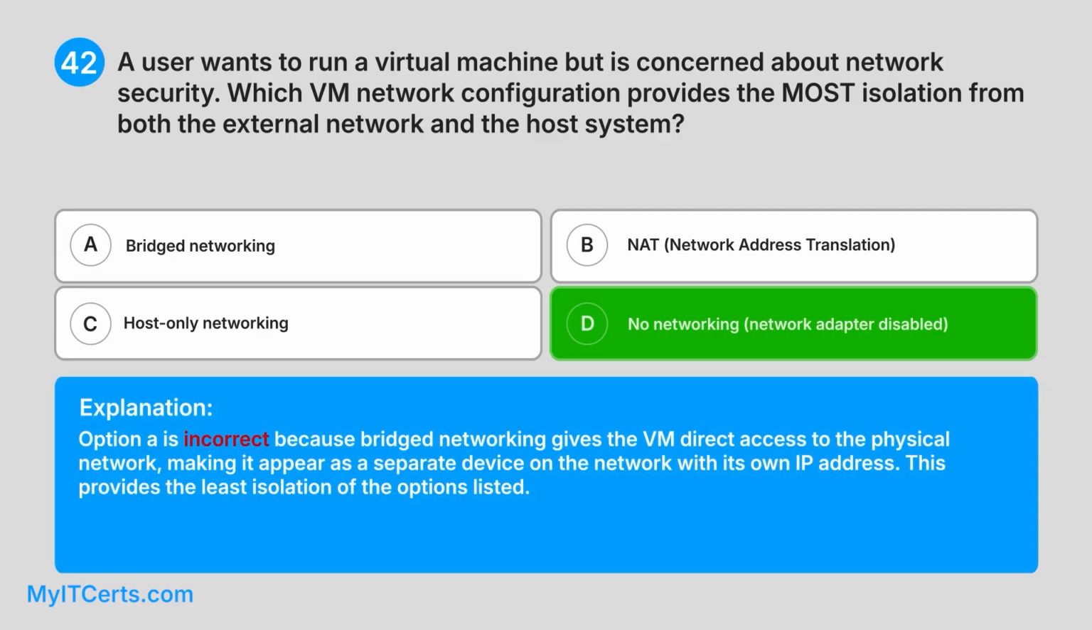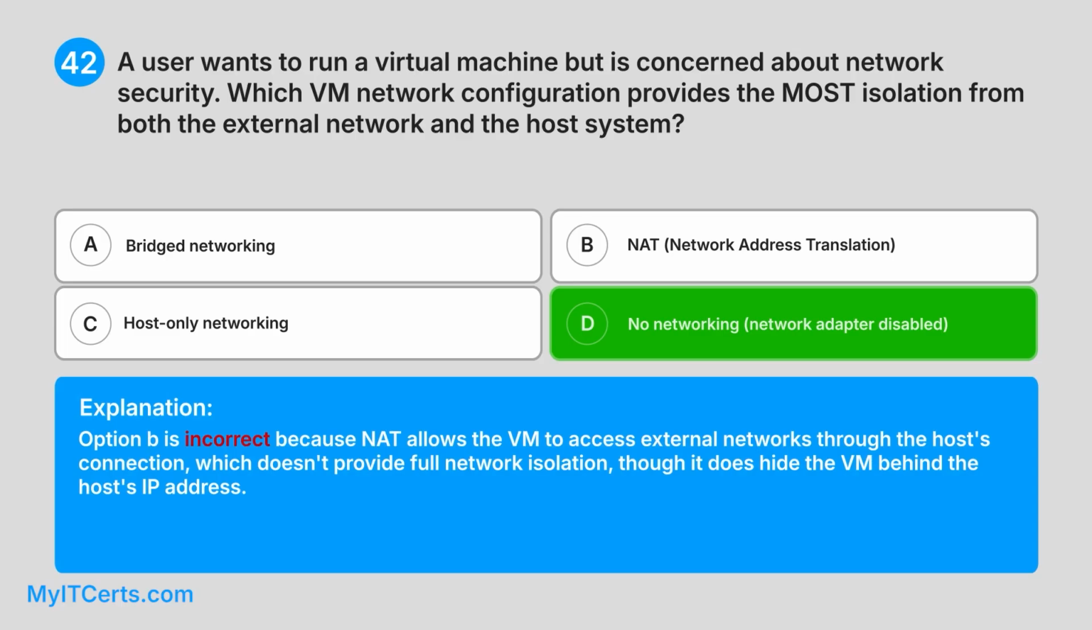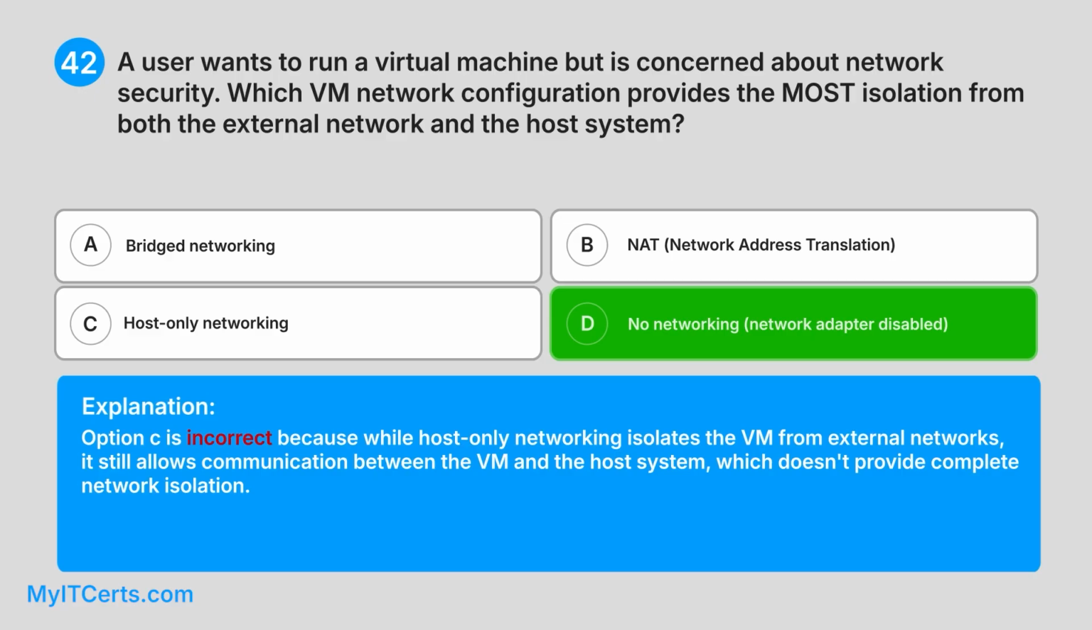Option A is incorrect because bridged networking gives the VM direct access to the physical network, making it appear as a separate device on the network with its own IP address. This provides the least isolation of the options listed. Option B is incorrect because NAT allows the VM to access external networks through the host's connection, which doesn't provide full network isolation, though it does hide the VM behind the host's IP address. Option C is incorrect because while host-only networking isolates the VM from external networks, it still allows communication between the VM and the host system, which doesn't provide complete network isolation.